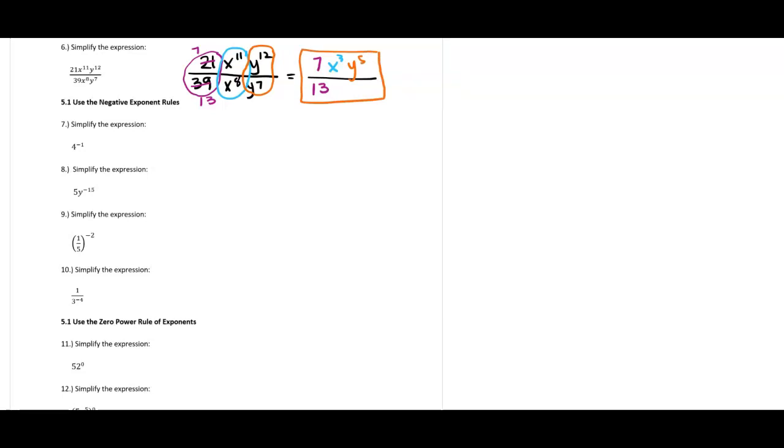So when you're dividing, you're subtracting those exponents. 11 minus 8 gives us a 3. 12 minus 7 gives us the 5.